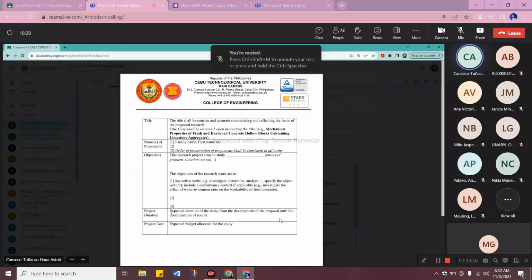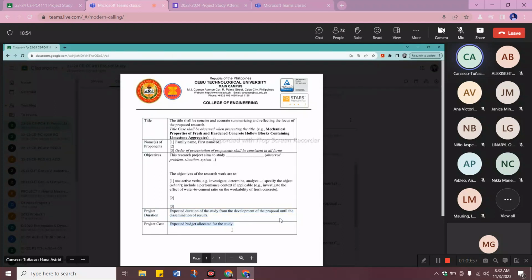Project duration, please indicate here the expected duration of the study. This is based on the schedule that you have created. No? This will be discussed next meeting, but you can go over the document as stated earlier. So our start is in September and we end by June. No?